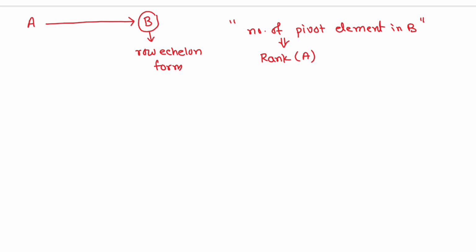Okay, so you will be given a matrix A. First of all you have to convert the matrix A to its row echelon form, then find out the number of pivot elements. Okay, and that particular number will be your rank of the given matrix.